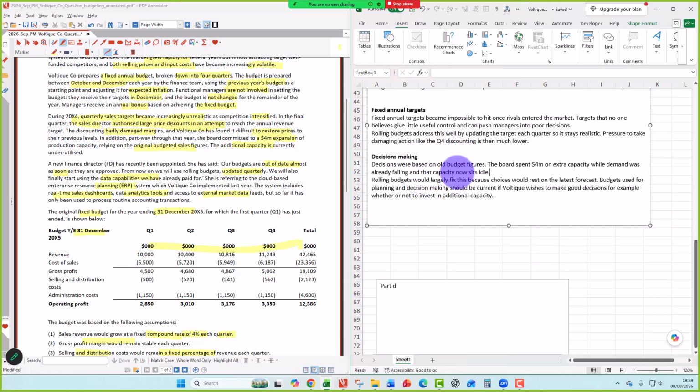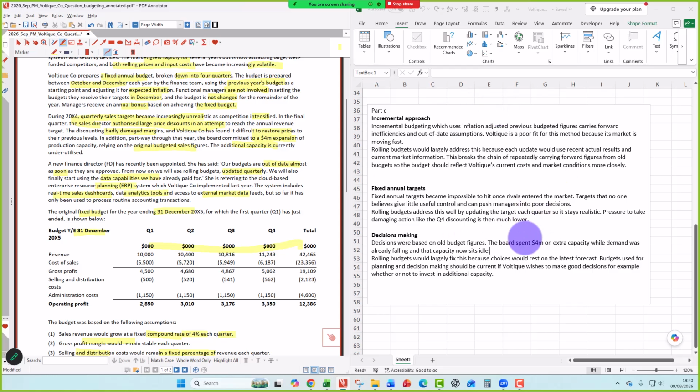So in decision making, I'm actually going to want to talk about this 4 million expansion. The decisions were based on old budget figures. That's a generic problem. The board spent 4 million on extra capacity whilst demand was already falling, and now that capacity sits idle, specific to this question. How do rolling budgets help? Well, choices would rest on the latest forecast. And in this company, by using budgets for planning and decision making, if those are current, then they'll make good decisions, for example, whether or not to make that investment.